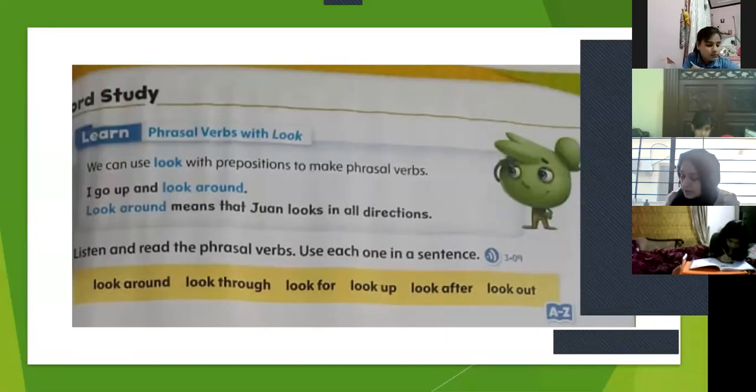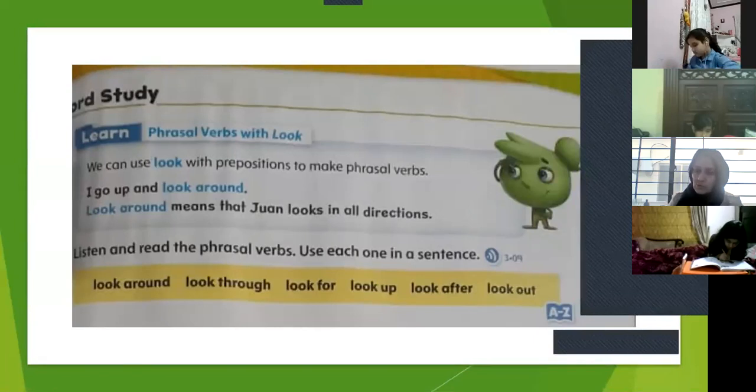And the last word is look out. Look out means to pay attention and try to see and to find someone or something. To pay attention to something, then you look out for something, okay? In future we will use these words for sentences as well, and it would be more clear to you when you will make sentences of your own of these phrasal verbs, okay? So look around.